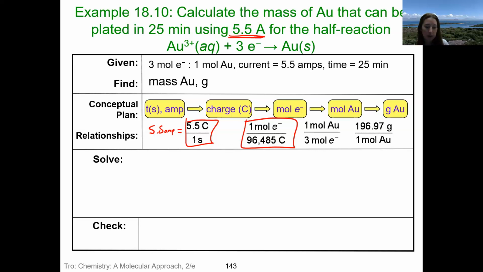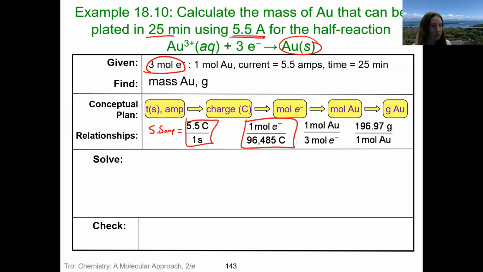And the rest of them, pretty easy. This is our 3 moles of electrons for every 1 mole of Au, and we want the mass of Au. So now it's really just a stoichiometry problem. You want to calculate the mass of Au that can be plated in 25 minutes using 5.5 amps for this half reaction. Okay, so there are 2 different places we can start. We can either start with 25 minutes or 5.5 amps.